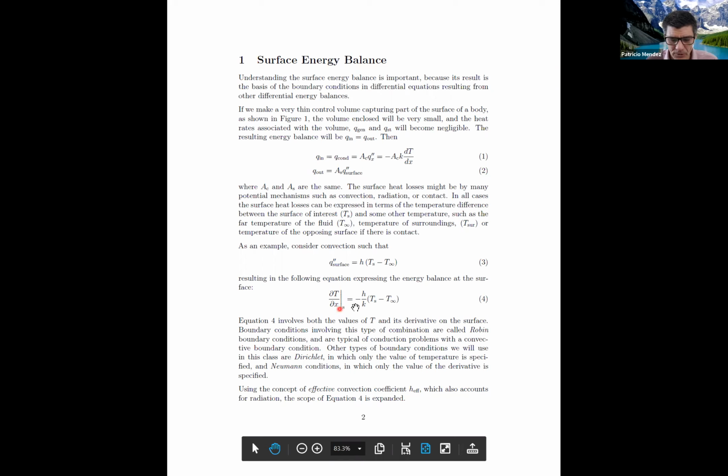This same boundary condition would apply for the case of radiation if we use the radiation equivalent convection coefficient.